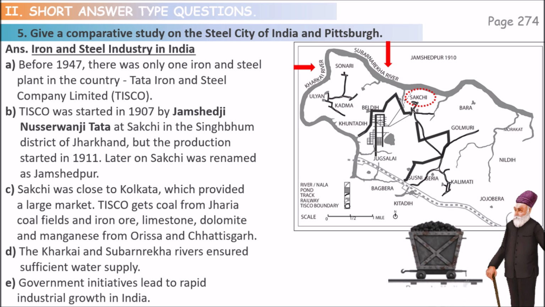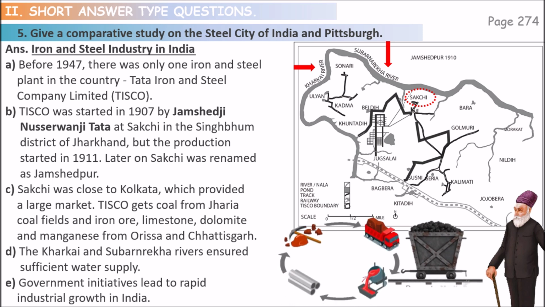Sakchi was close to Kolkata, which provided a large market. TISCO gets coal from Jharia coal fields and iron ore, limestone, dolomite and manganese from Odisha and Chhattisgarh. The Kharkai and Subarnarekha rivers ensured sufficient water supply. Government initiatives led to rapid industrial growth in India.